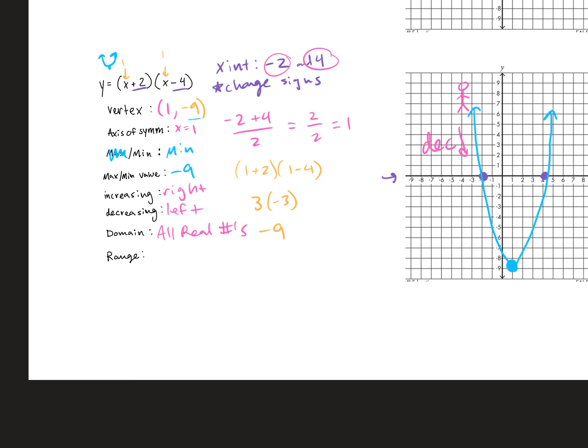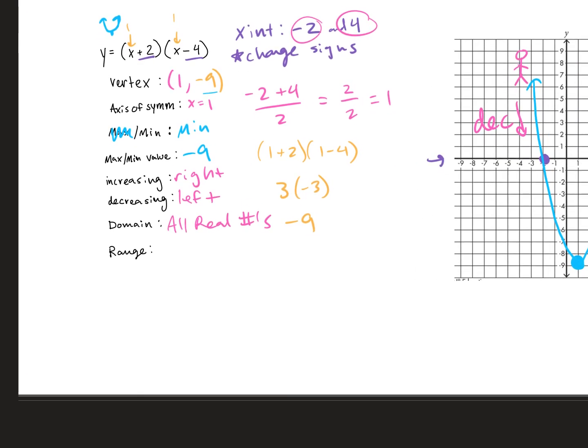And then what would my range be? Bracket negative 9, comma, infinity. So we go from negative 9 to infinity. Another way we can write the range is y. Would y be greater than negative 9 or less than negative 9? Greater than, because my graph goes up. So y is greater than or equal to negative 9.